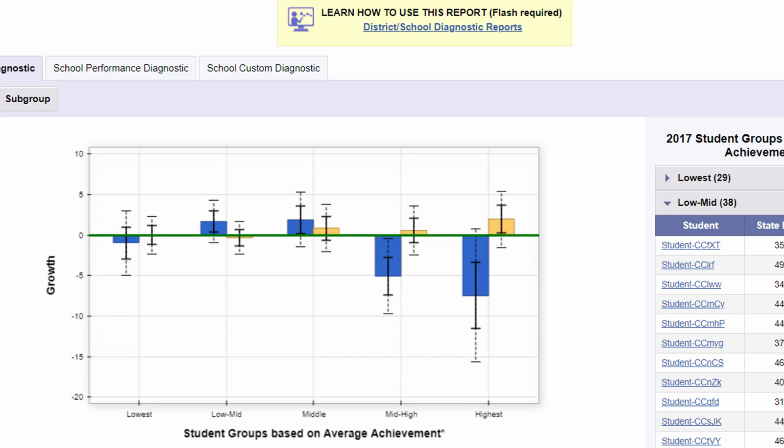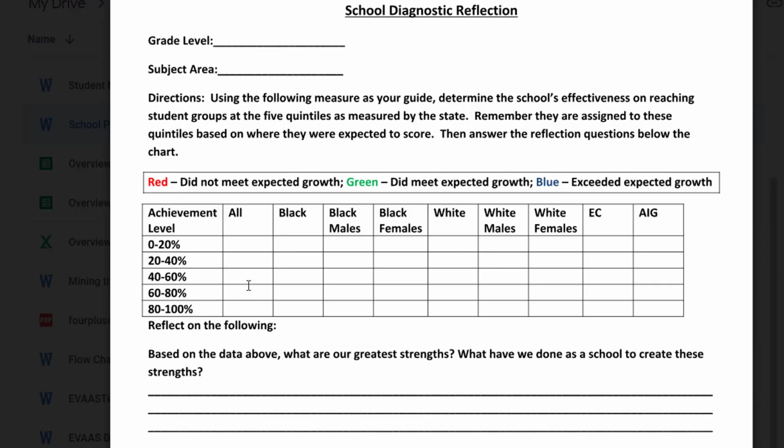But if you remember, these two groups did not meet growth. So on my worksheet, I would color in the last two boxes under my all, representing all of my students, in pink. So it would be green, green, green, pink, and pink.